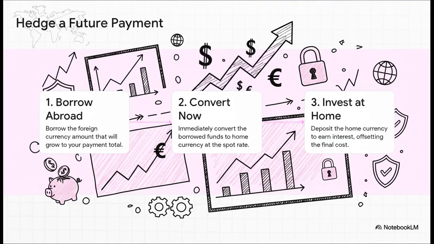Now, I know this process might look a little complicated, but the big idea is actually pretty simple. You're basically creating your own forward rate by using today's interest rates and spot exchange rates. You borrow, you convert, and you invest. Let's just walk through an example. It'll make it crystal clear.